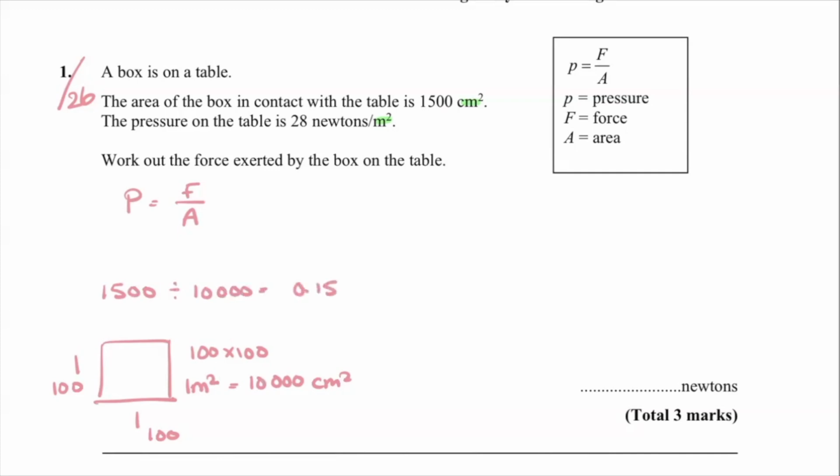Now that I've got the same units, I can literally just say, okay, my pressure is 28. That equals the force, which I don't know, divided by an area of 0.15. To work out the force, I just want to multiply through. So 28 times 0.15 gives a final answer of 4.2 newtons.